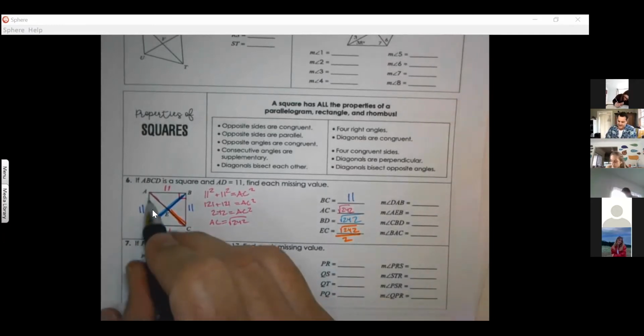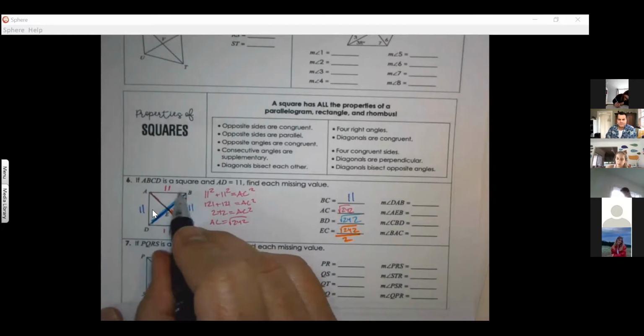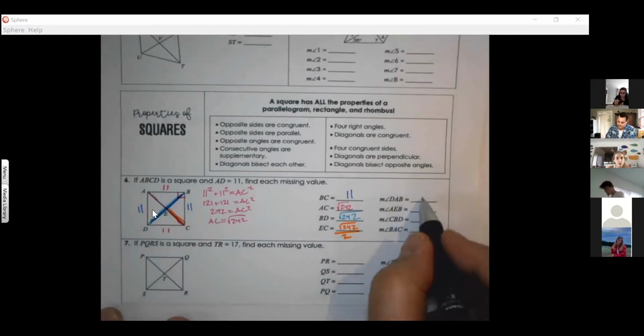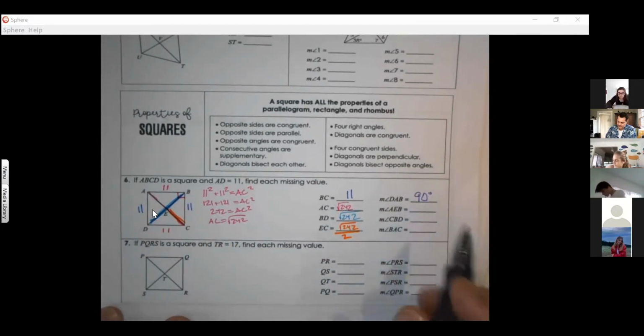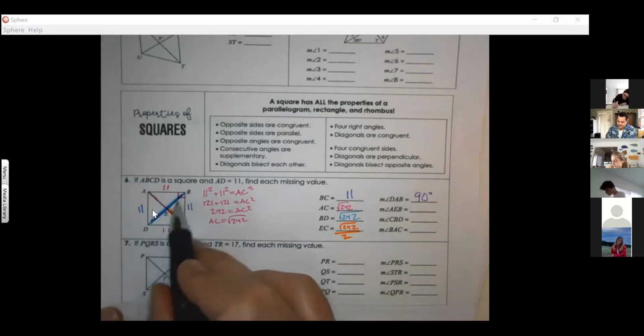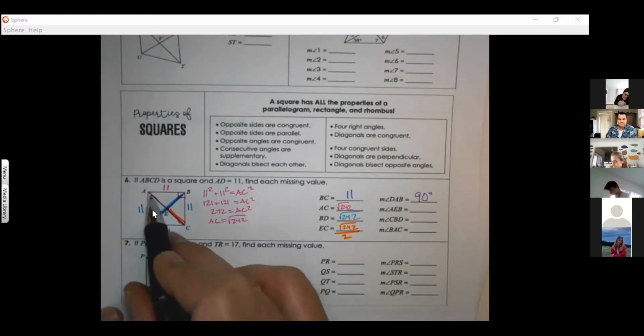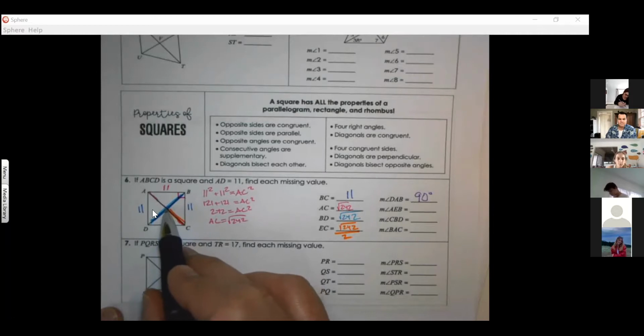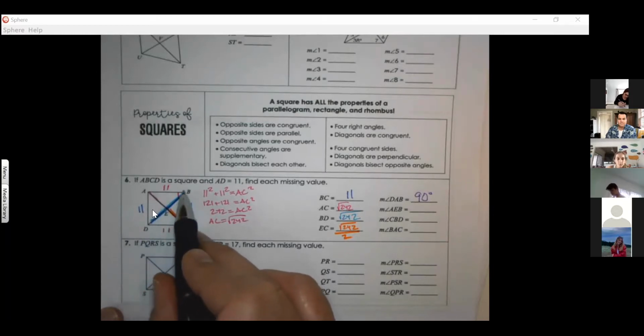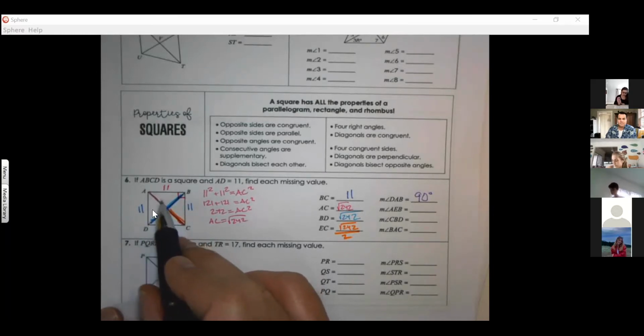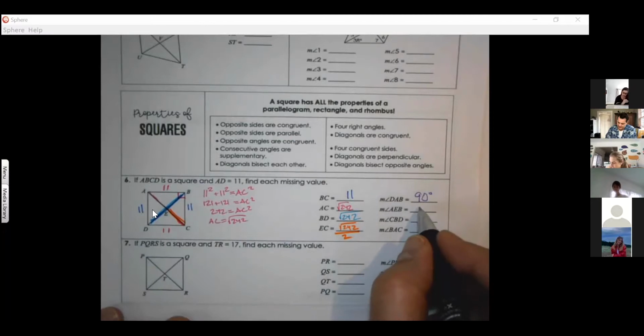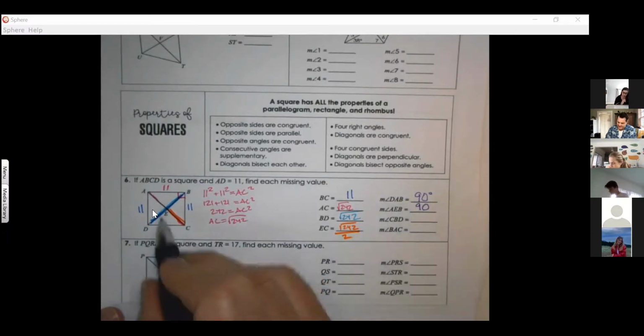What about DAB? 90 degrees. Yep. And AEB? 90 degrees. Yeah, because a square is a rhombus, right? It's a special type of rhombus, and rhombuses all have diagonals that are perpendicular.